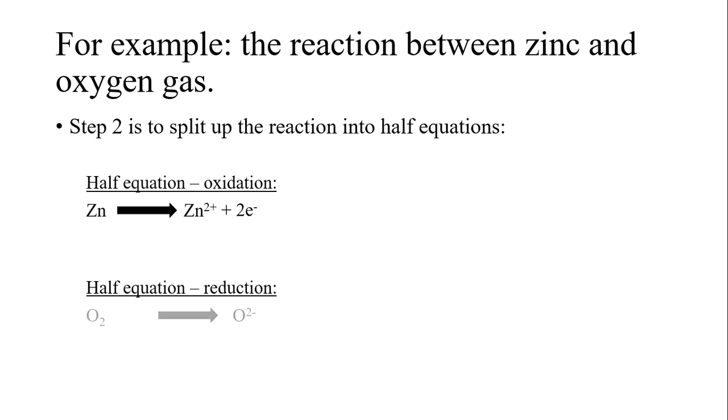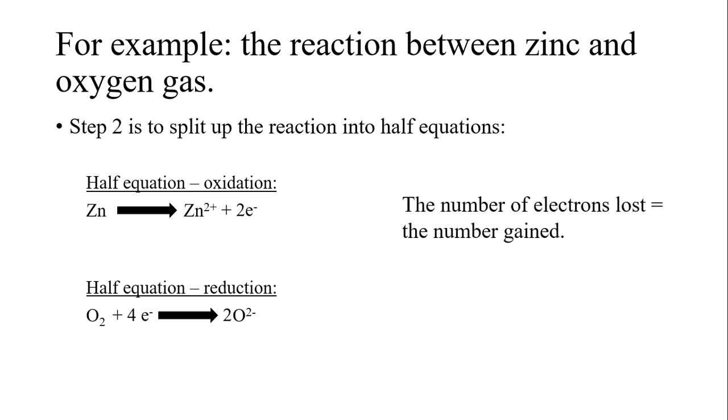For the reduction half equation, oxygen goes from its elemental form to oxide ions. In order to do so, first and foremost, we need to have 2 oxide ions for every oxygen molecule. And then we need to add 2 electrons per oxide ion being formed. So in total 4 electrons. Note that we need to have the same number of electrons lost in the oxidation as are taken up or gained by the reduction.